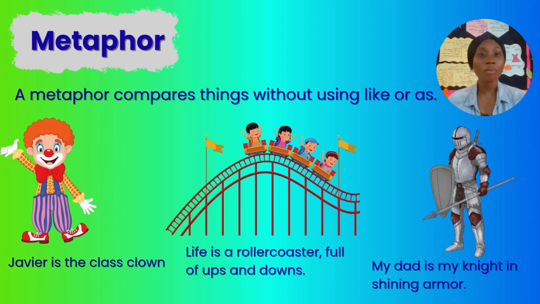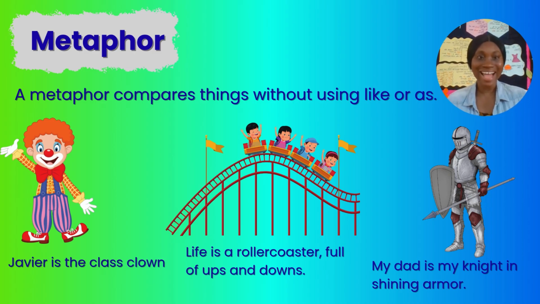Alright, so the second one we want to look at is metaphor. Now metaphor is also used to compare things. Remember that simile is used to compare things, but you make use of like and as to do the comparison. While for metaphor, you compare things without using like and as. Instead, you just say that one thing is something. Example, I can say he is as stubborn as a goat.